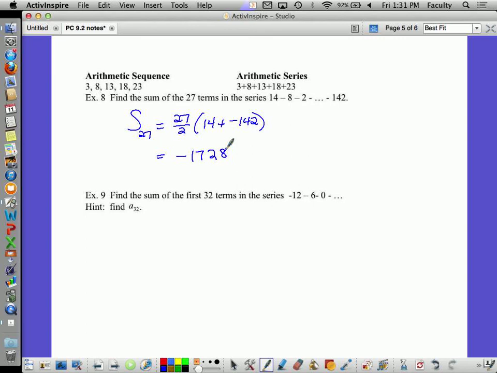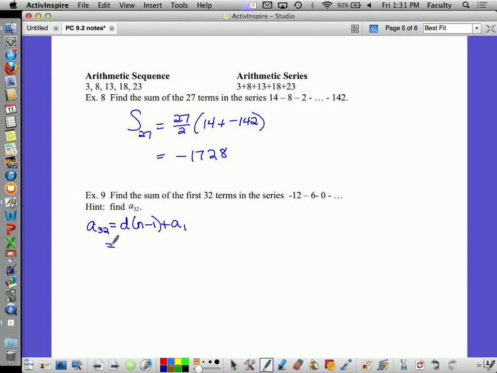In example 9, it says find the sum of the first 32 terms in this series. Negative 12, minus 6, minus 0, and so on. And I put a hint here because I don't know what the 32nd term is, but I have enough tools in my tool belt to find it. So the first thing I need to do is find the 32nd term. Well, that's my DNA.